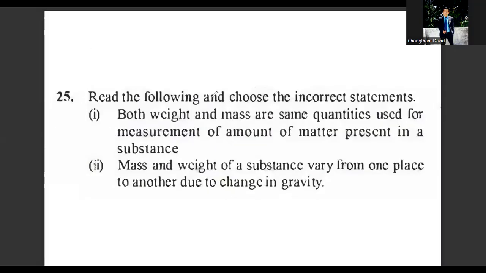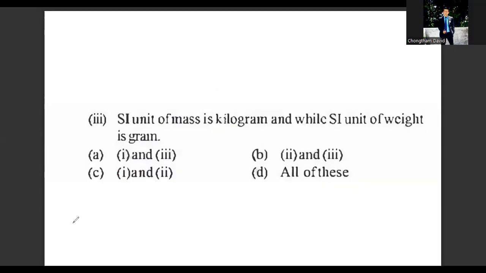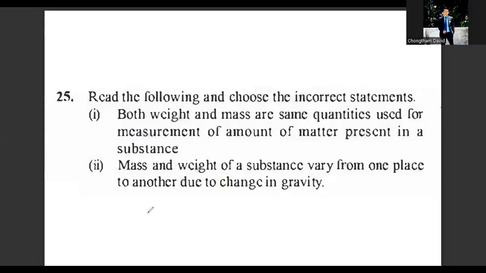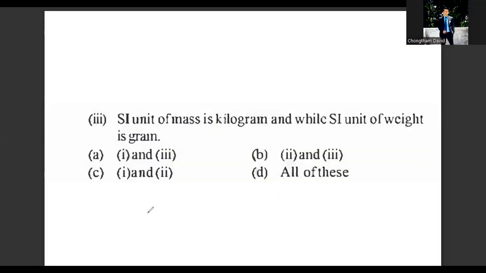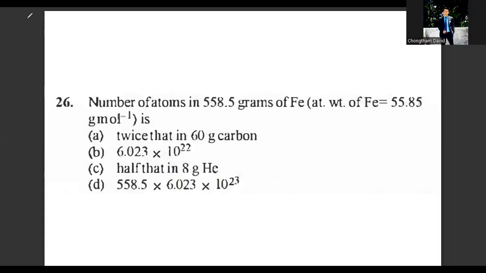Next, question number 25. Read the following and choose the incorrect statement. Both weights are measured in the same quantities used for measurement. So this is correct. Mass and weight of a substance vary, this is correct. We are required to find the incorrect statement. Let's read question number 25, sub question C. SI unit of mass is kilogram and SI unit of weight is gram. So 25, D is the correct answer because mass of a substance is the amount of matter present in it, while weight is the force exerted by the gravity.